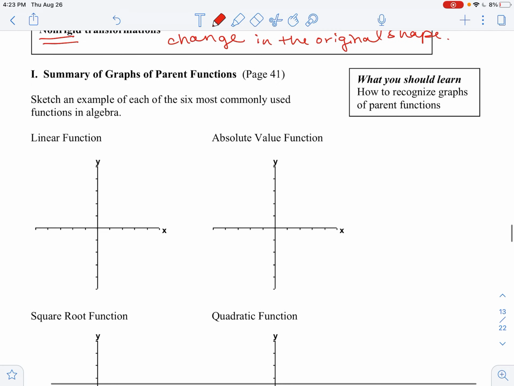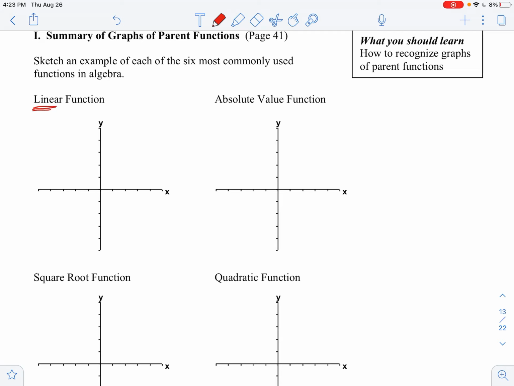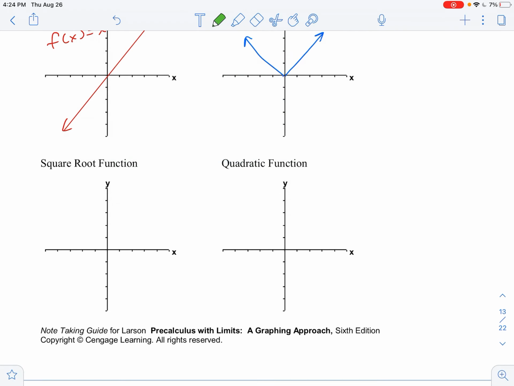Okay, so let's talk about parent functions. A linear function we've been using a lot, for example, could look like this, where this is f of x equals x. That's a type of linear function. It's not the only one, but it's one that we use a lot. An absolute value function looks like this, where it's the absolute value of x, and absolute value functions look like a v. A square root function looks like this. Any square root function can be anything with a square root, but this is the most common one. And a quadratic function looks like this, where f of x equals x squared.